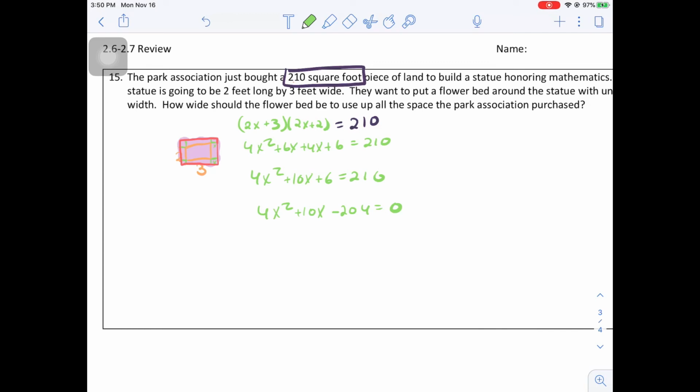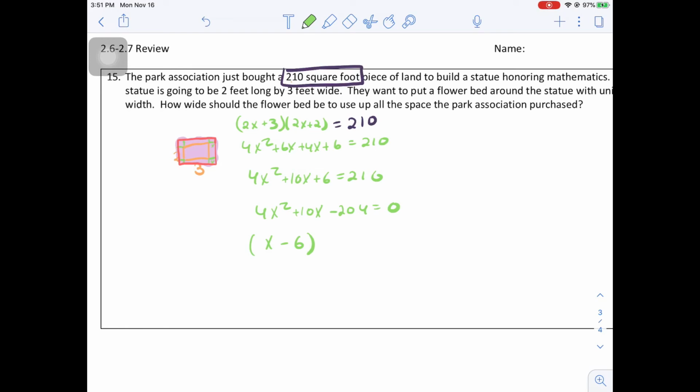Let's throw this into our calculator. 4x squared plus 10x minus 204. Zoom 6. Crosses perfectly at some spot. Let's see. We get x equals 6, so it's going to be x minus 6, because x is equal to 6. So then we'll find the other one with that.